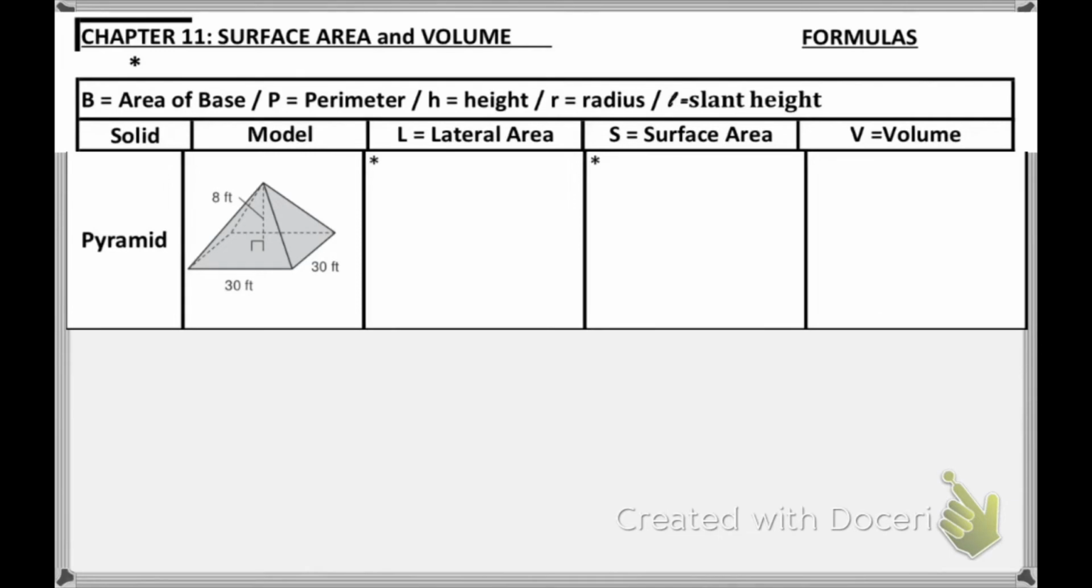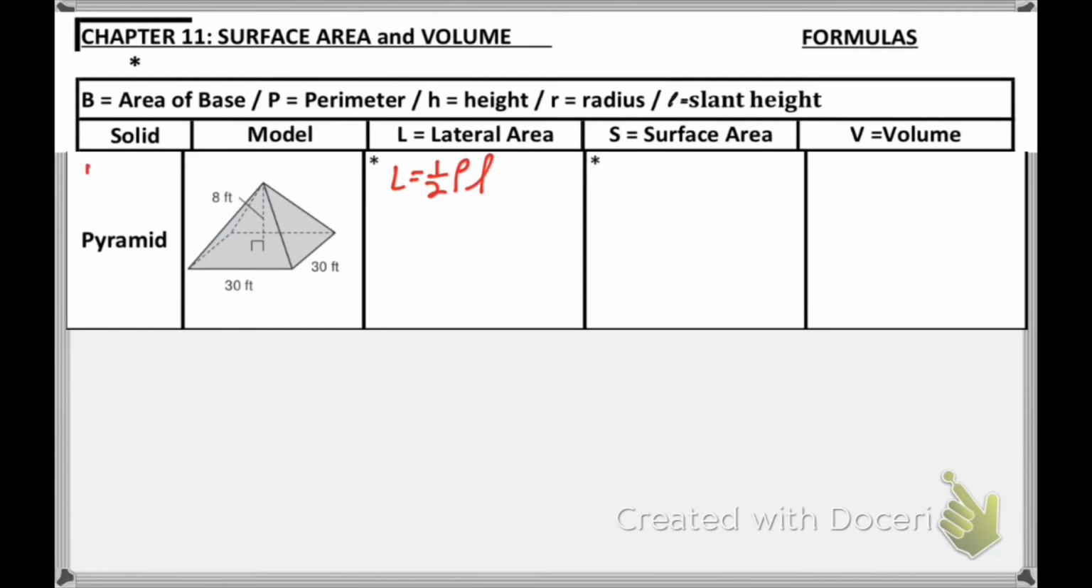Let's start with this pyramid here. What's the lateral area of my pyramid? So to calculate the lateral area of this pyramid, well, first notice that it is a right regular pyramid. So I'm going to be using the formula L is equal to 1/2 perimeter of the base times the slant height.